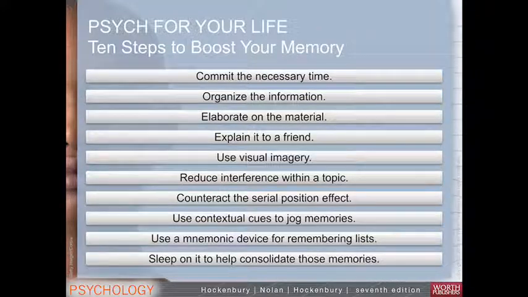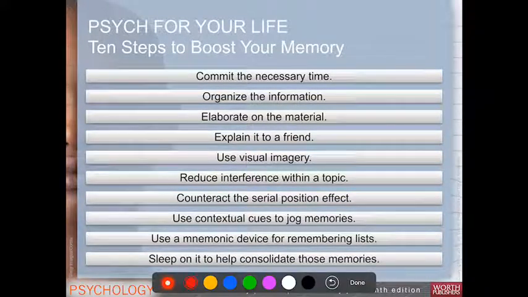But to end on a little bit higher note here, let's talk about some ways for you to boost your own memory when it comes to studying, when it comes to doing something for yourself. So when we look at studying, you want to commit the necessary time to actually studying.